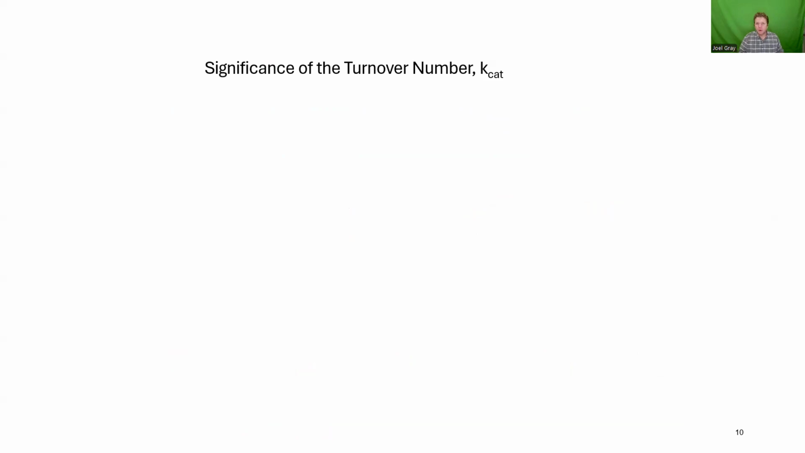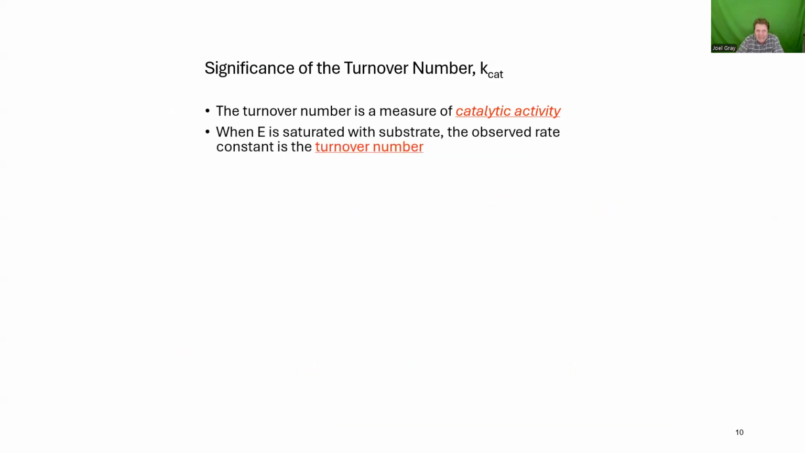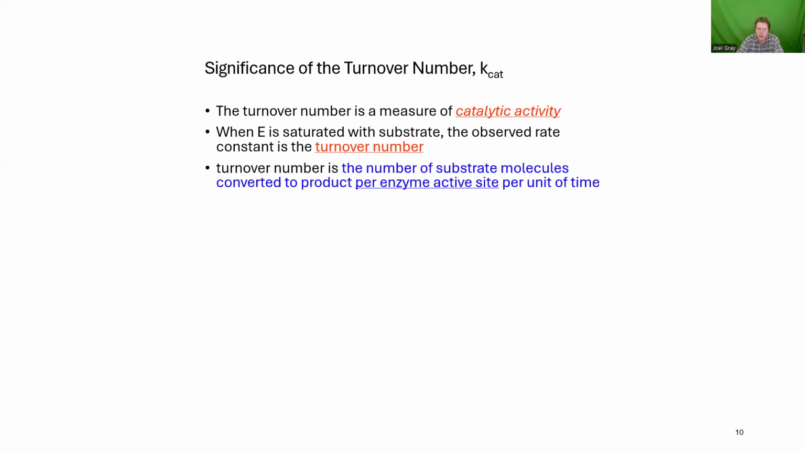Now, when it comes to characterizing enzymes, another important parameter for understanding an enzyme is known as kcat. This kcat is also known as the turnover number. This is a measure of catalytic activity. When E, your enzyme, is saturated with the substrate, the observed rate constant is the turnover number.